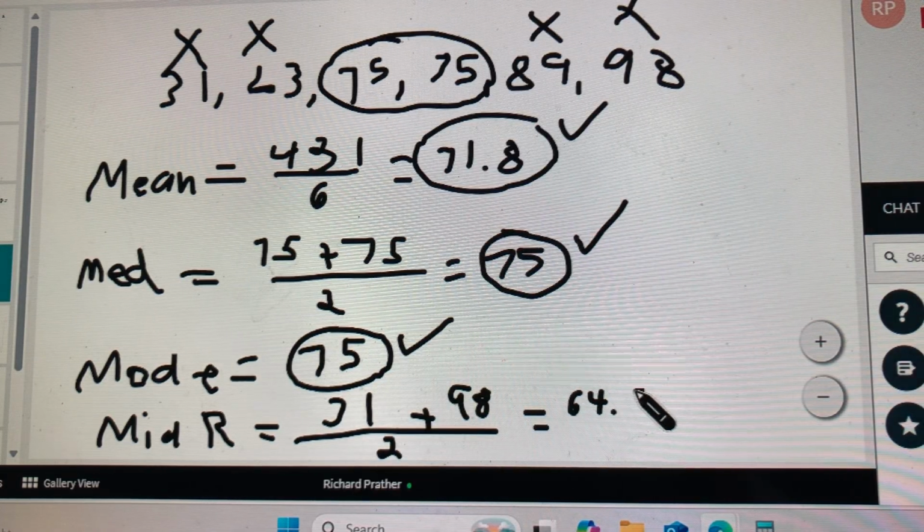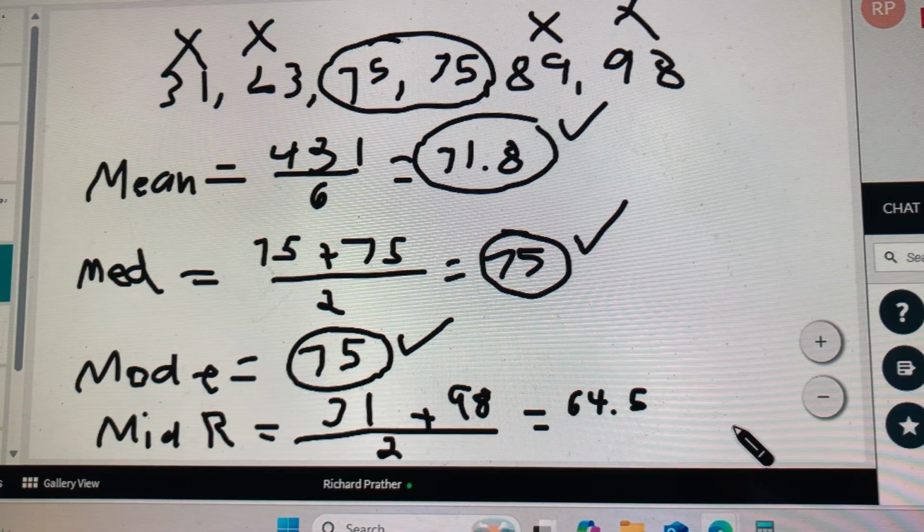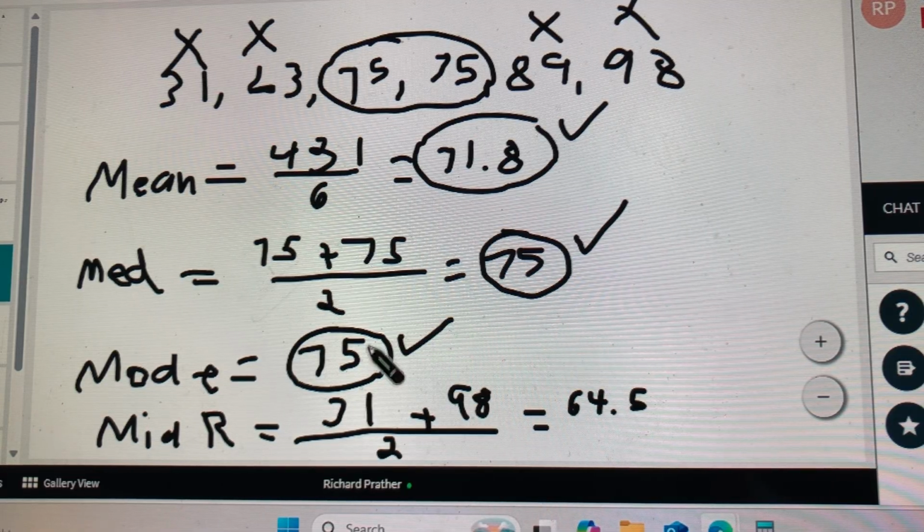So sometimes when you calculate all 4 of these, you get like a 20 and a 100 and a 50 and a 70, and they're all totally different from each other. Here they're all pretty close. 2 of them are identical, and they're all within 10 units of each other too.